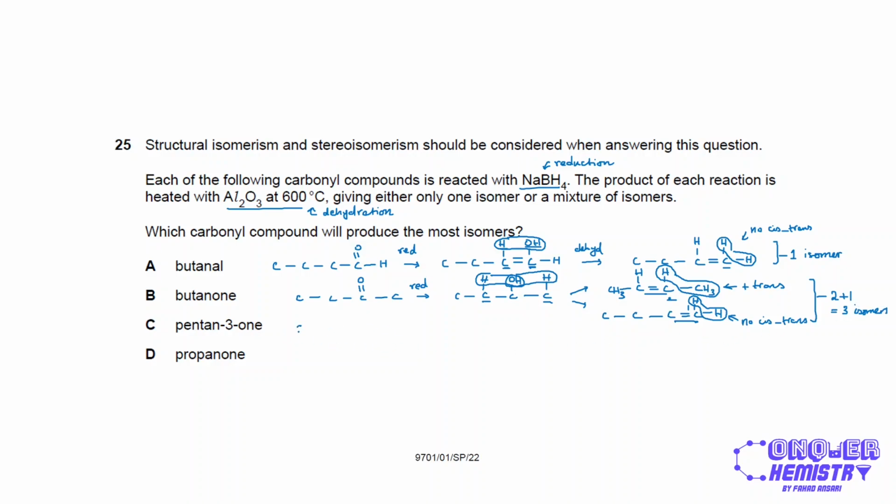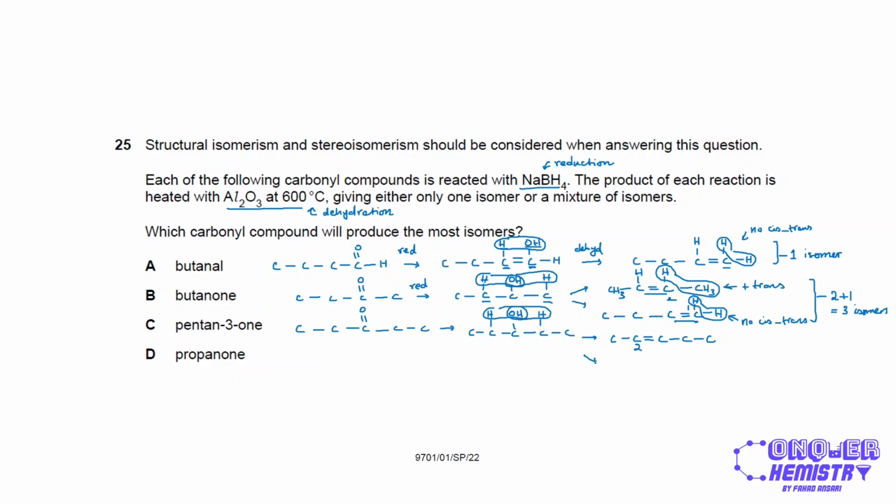Now for pentan-3-one, we have 1, 2, 3, double bond over here, 4, 5, but this is reduced. You get 1, 2, 3. Over here we have the OH, 4, 5, right? And once this is dehydrated, you could either get rid of the H over here or over here, right? So once you form both of these products, you get C, C, double bond, C, C, C, right? So over here, the double bond is at carbon atom number 2.